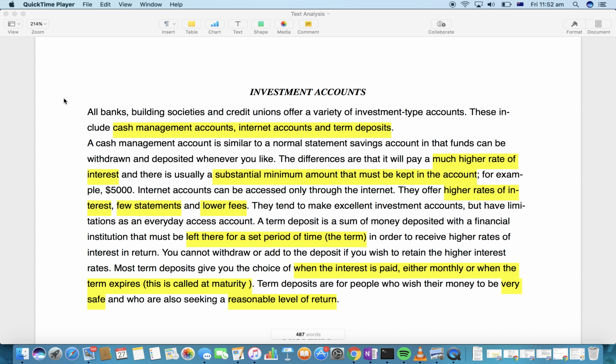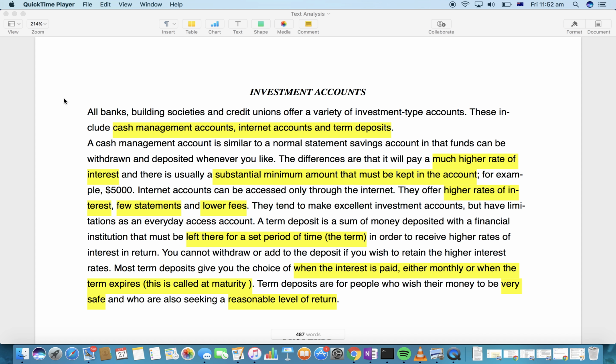We're going to start off and talk about investment accounts quickly. I've gone through and highlighted some of the things that I thought were quite relevant, and I'm sure they're probably quite similar to yours. Now, the first thing that I've highlighted at the top there is cash management accounts, internet accounts, and term deposits. These are all types of investment accounts. We've obviously learned a little bit about those, and we're going to learn a bit more about them.